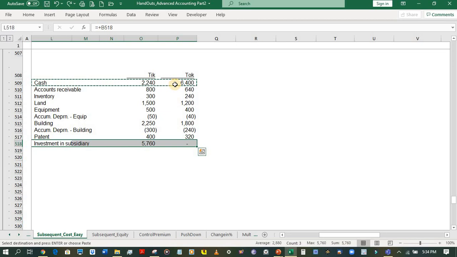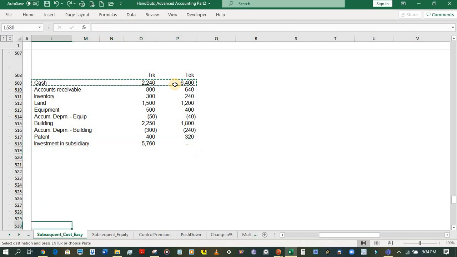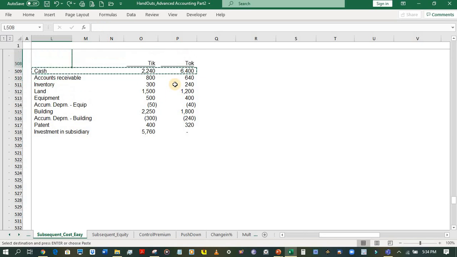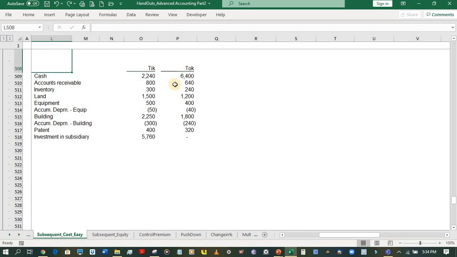So if you see, this is a post-combination trial balance. That is why there is an investment in subsidiary for 5,760. Then for cash, the cash is already reduced. If you compare the cash balance with the pre-combination cash balance, this is already reduced. The post-combination balance of the cash account is 2,040 pesos.